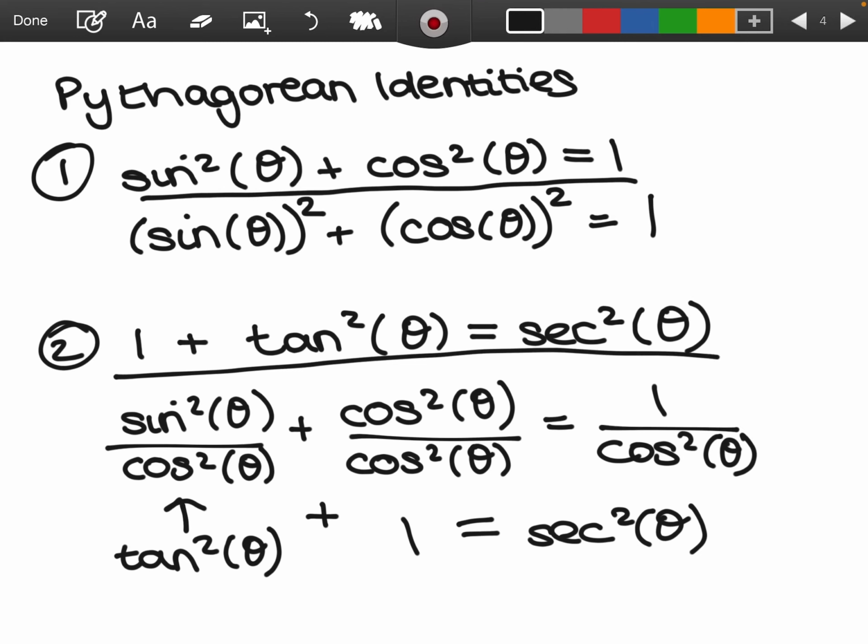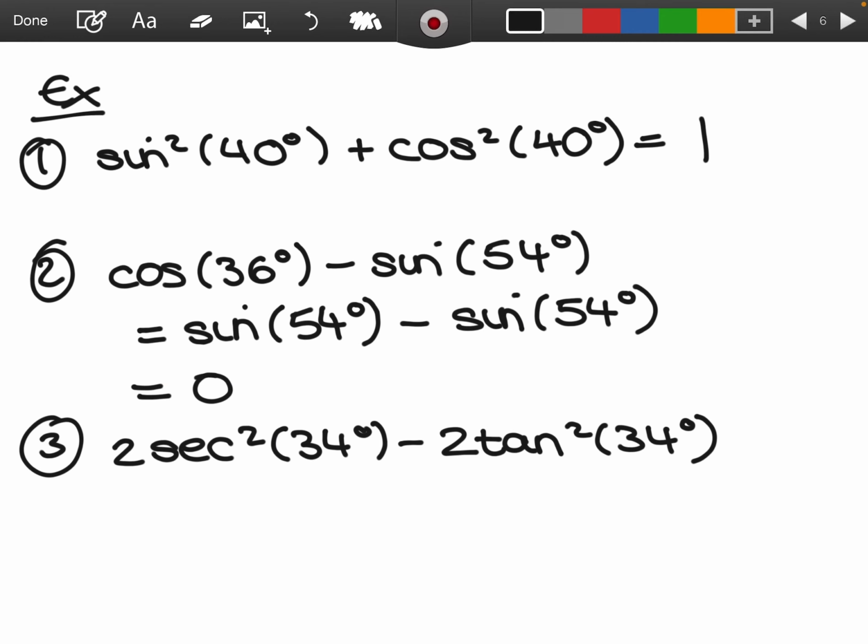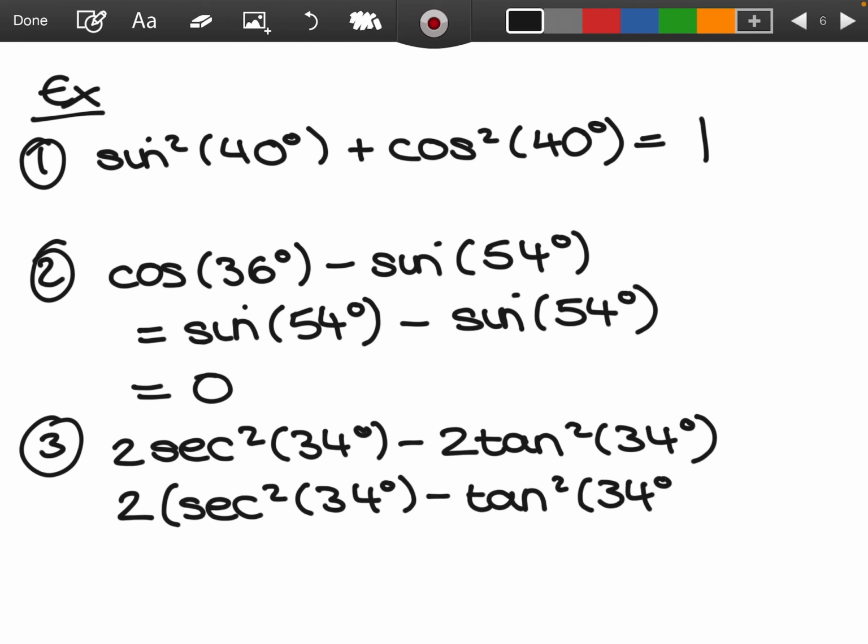If I have secant squared of theta minus tan squared theta, I know that equals 1. So I've subtracted tan squared from both sides if I do that. That's what I have here, but I've just multiplied it by 2. So I know here I have 2 multiplied by secant squared of 34 degrees minus tan squared of 34 degrees. From that identity, I know that secant squared minus tan squared must equal 1. So I get 2 multiplied by 1, which is just 2.